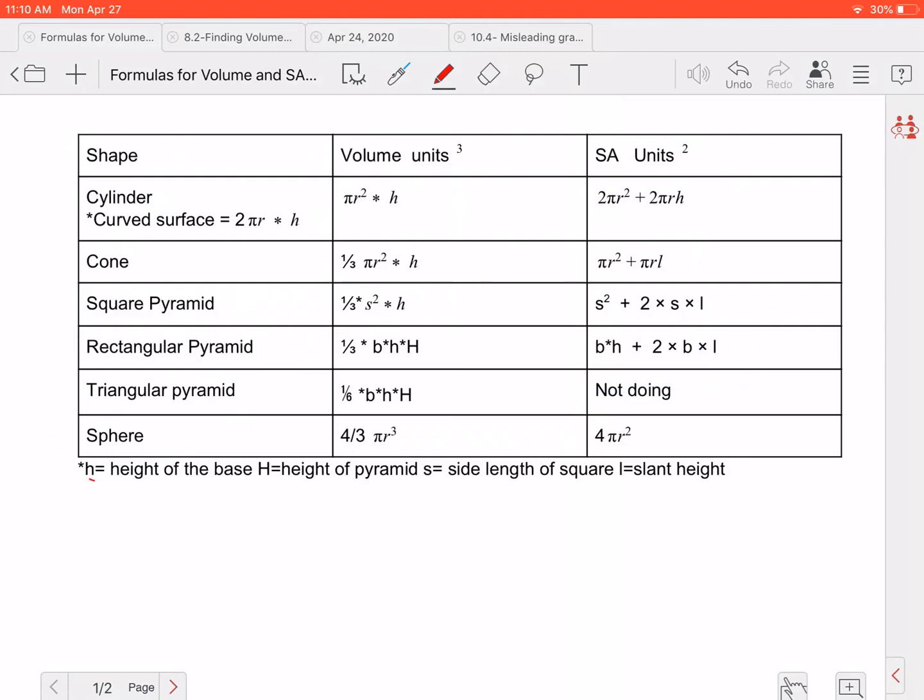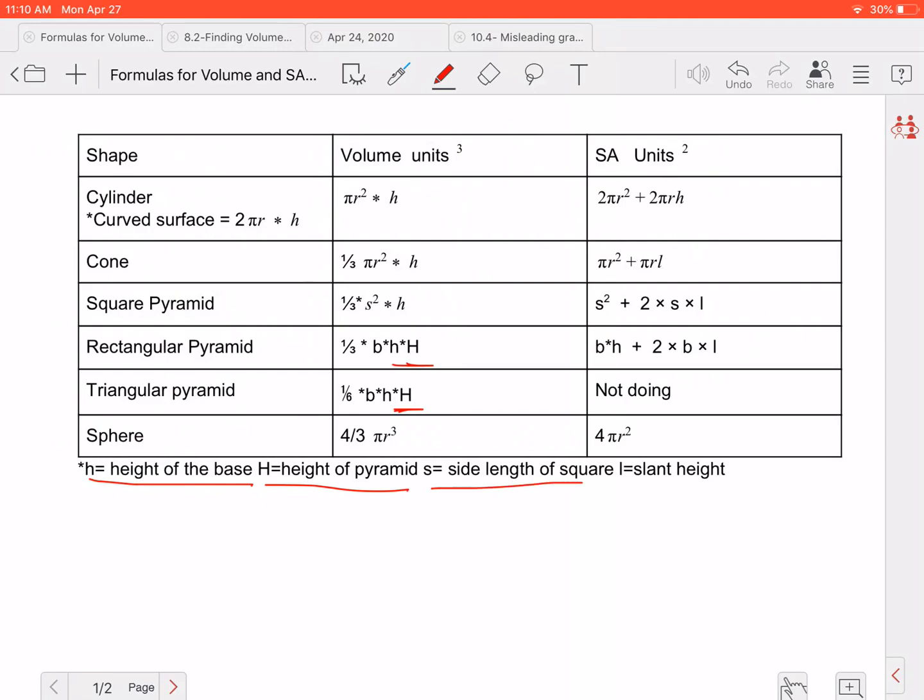Down at the bottom, see how it says little h is the height of the base, and big H is the height of the pyramid. You'll notice in some of the formulas, like the rectangular pyramid and triangular pyramid, we have both the little h and the big H. That's because the base of the rectangular pyramid is a rectangle, so to find that area you do base times height. But then to find the volume we need the height of the whole pyramid. So that's why there are 2 different h's in there. Please be aware of that and pay attention.